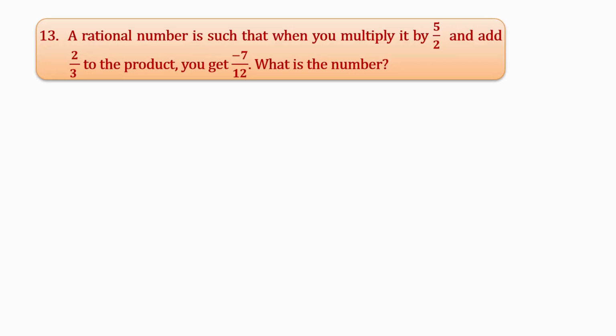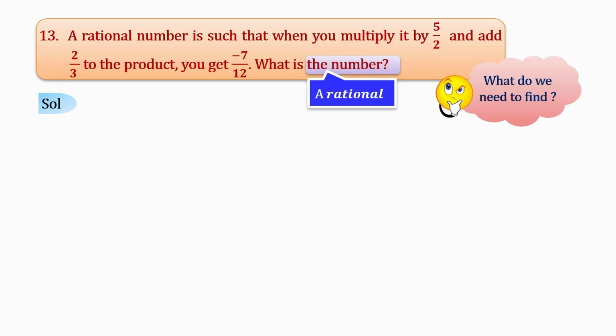Now, coming to another problem. The problem says that a rational number is such that when you multiply it by 5 by 2 and add 2 by 3 to the product, you get minus 7 by 12. What is the number? So, we need to find the number that is a rational number.